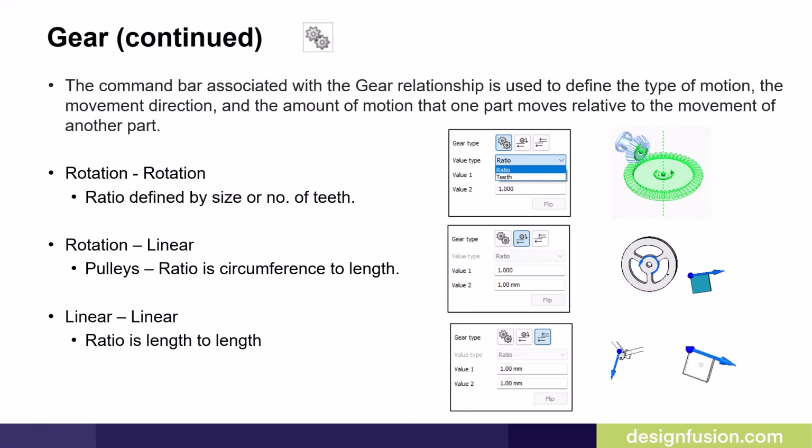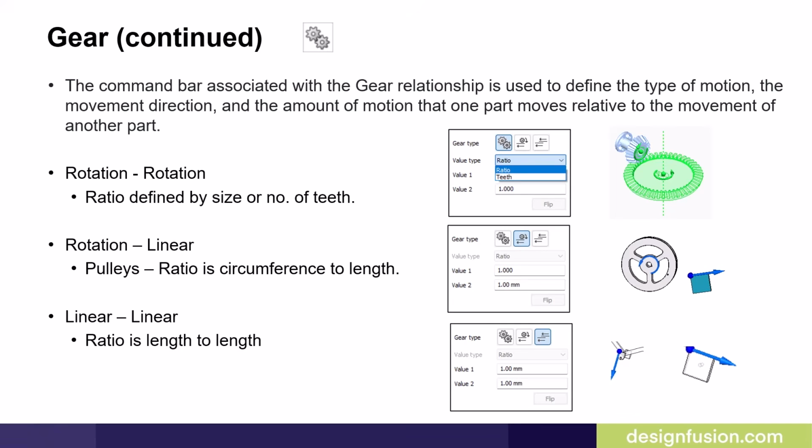The command bar associated with the gear relationship is used to define the type of motion, the movement direction, and the amount of motion that one part moves relative to the movement of another part. The rotation option is used to define how the rotation of one part results in the rotation of a second part. During the definition, the movement ratio of the first part to the second part, or number of teeth on each respective part, is identified. This relationship is useful when defining movement between two gears or two pulleys.